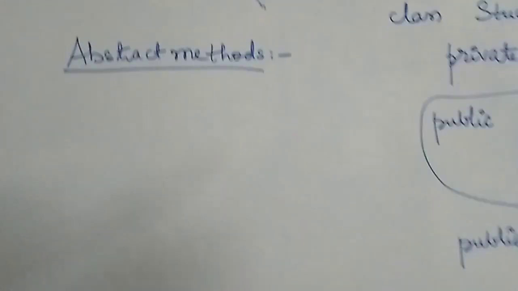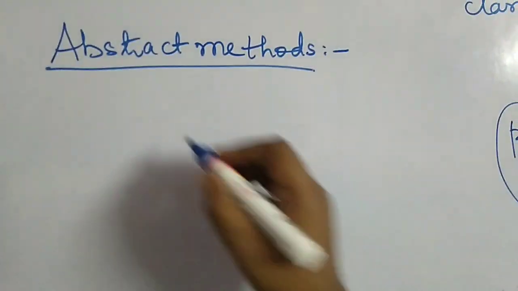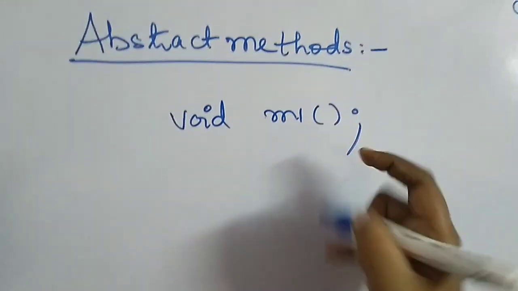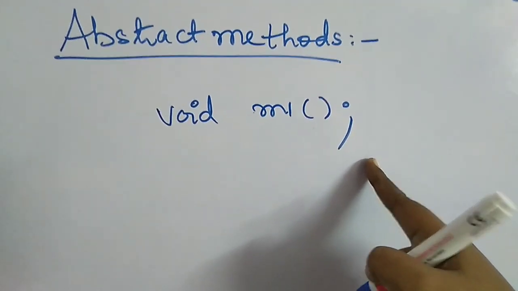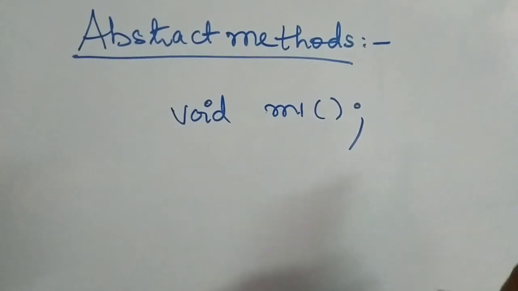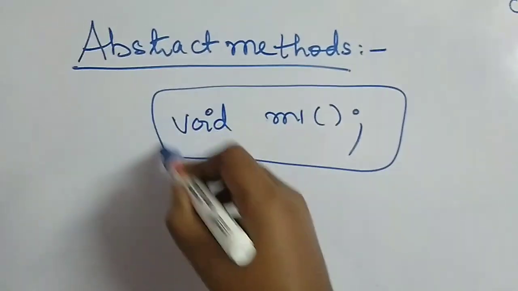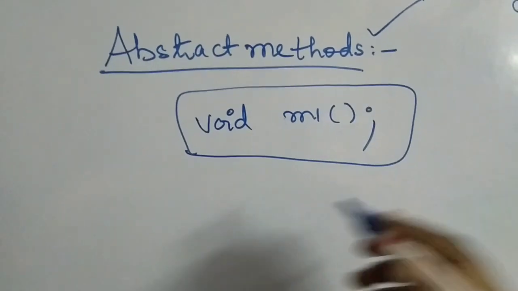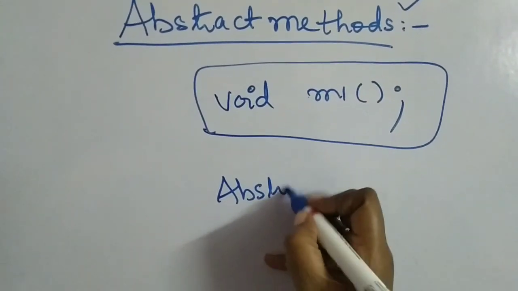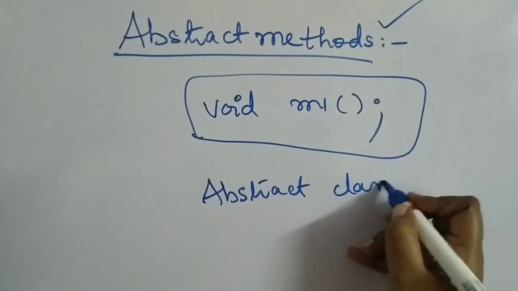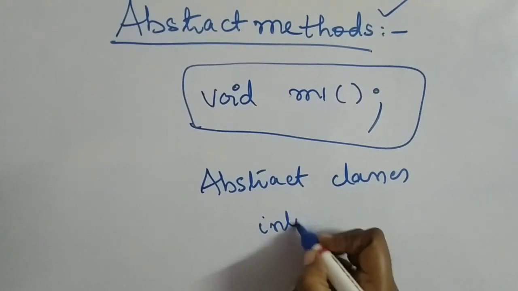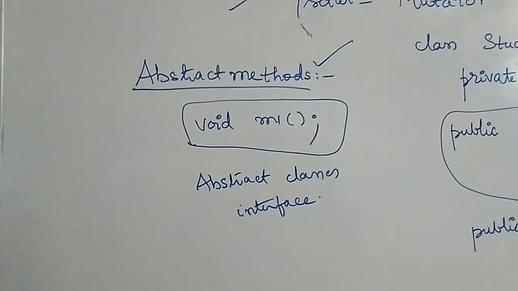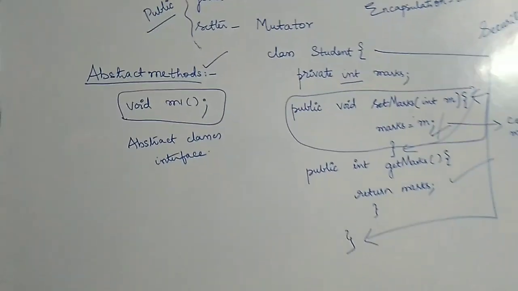And if a method does not have implementation, for example, I say void m1 and simply put a semicolon, where the open and close brackets are not there and implementation is not there, such methods are called abstract methods. You will see abstract methods inside your abstract classes, and you will also find them in interfaces. I'll discuss abstract classes in the coming videos. So these are all the types of methods.